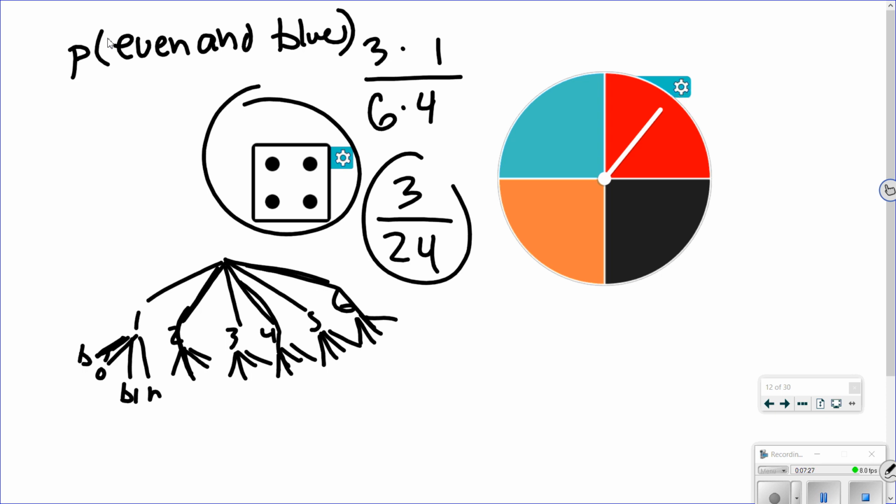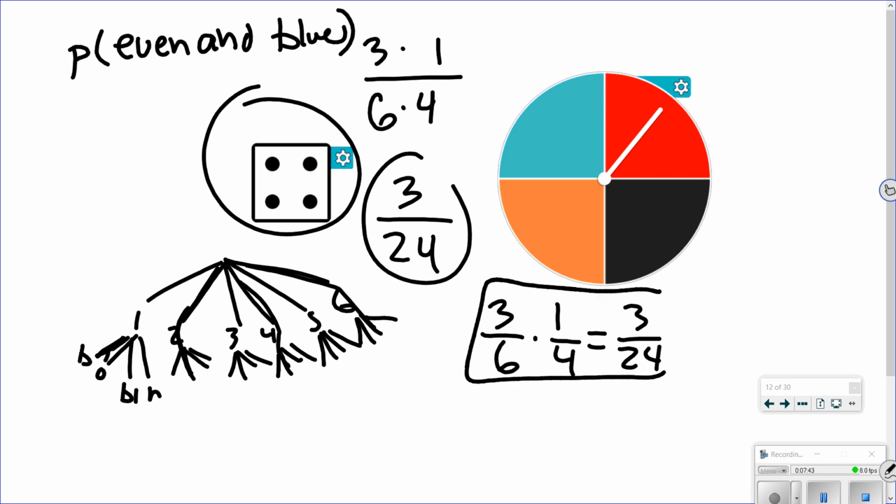So what we actually end up doing is, all we really did is took, what are the odds of getting an even? 3 out of 6. What are the odds of getting a blue? 1 out of 4. And if I times those together, that gives me the answer. That is how you find the probability of independent events. All I have to do is take the probability of the first one, the probability of getting an even, and multiply it by the probability of the second one. So if they are independent, and I'm trying to find the probability of both happening, of getting an even and a blue, I just multiply the 2 probabilities together.